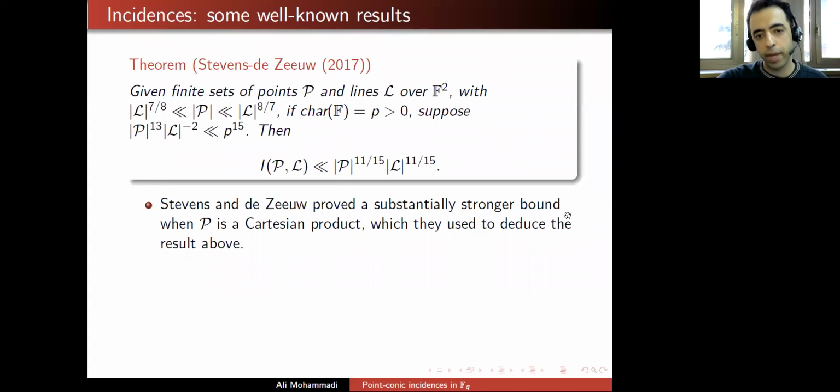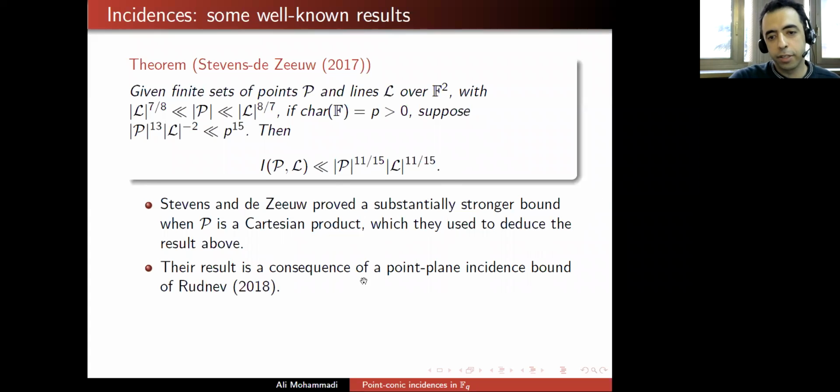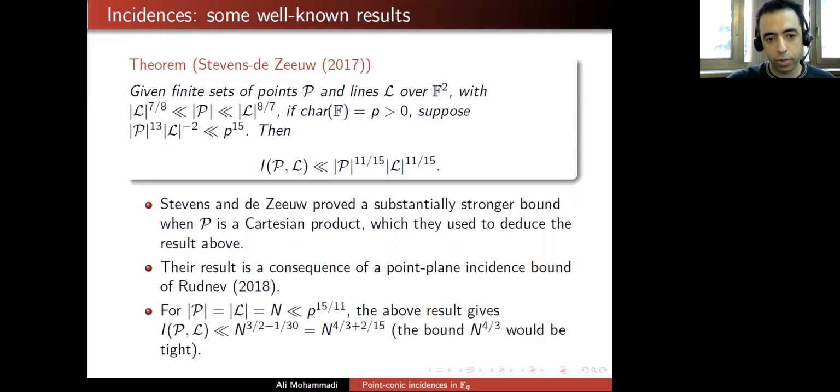Actually, one of the main motivations for this project was to avoid this step. And their result is actually based on a point-plane incidence bound of Rudnev. And our goal was to see if we can go from point-plane to point-line more directly and not do this Cartesian product then general point set. But I think there are really good reasons why this might not work.